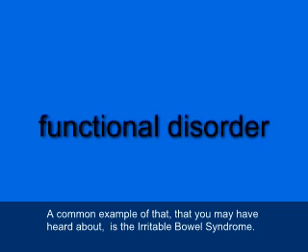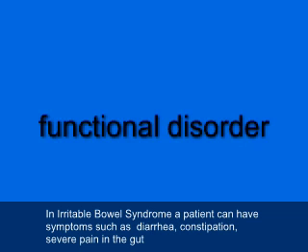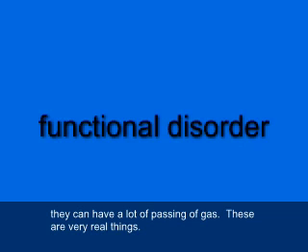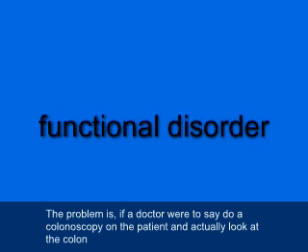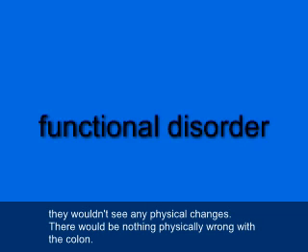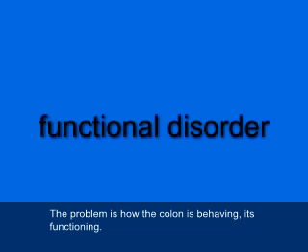A common example that you may have heard about is irritable bowel syndrome. In irritable bowel syndrome, a patient can have symptoms such as diarrhea, constipation, severe pain in the gut. They can have a lot of passing of gas. These are very real things. The problem is, if a doctor were to do a colonoscopy on the patient and actually look at the colon, they wouldn't see any physical changes. There would be nothing physically wrong with the colon. The problem is how the colon is behaving.